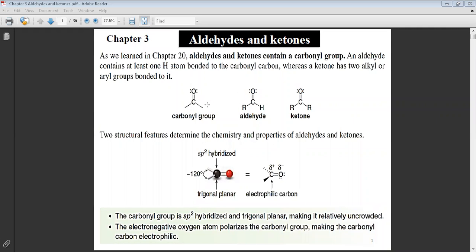Okay, if both of the groups are alkyl, it will be a ketone. If just one of them is hydrogen, it will be an aldehyde. And if both of them are hydrogen, it will be formaldehyde, formalin. Okay, the smallest aldehyde member, the smallest carbonyl group compound.